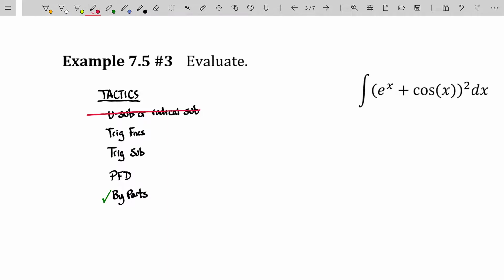Partial fraction decomposition, heck no, that's not going to work there. Trig substitution is not going to work either. I can just easily see that just from looking at the integrand. So really, by parts is probably going to be the major method, and then the second major method will be trig functions, specifically products of trig functions or power reduction formulas. Let's go ahead and multiply this out.